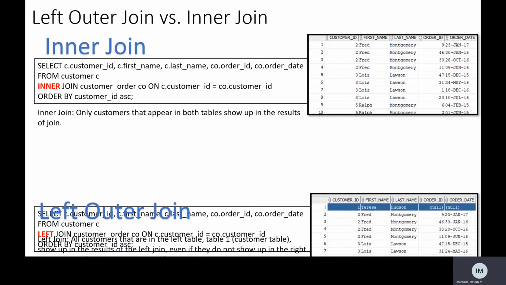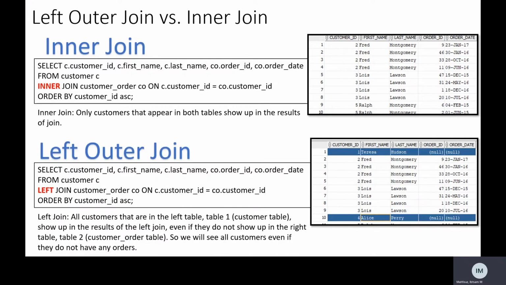If I turn that word inner to a word left, now I will be seeing all my customers. It will show me all the customers, including customers that never placed an order. Let's run that and see.